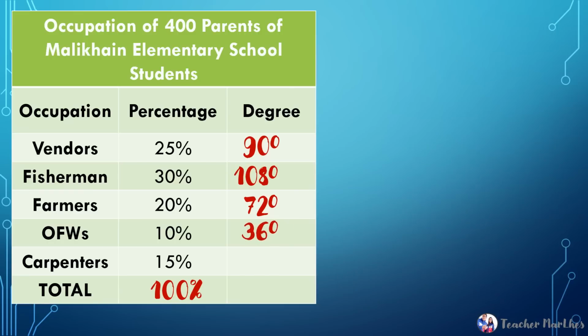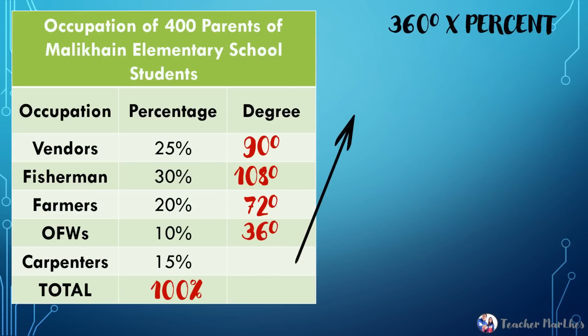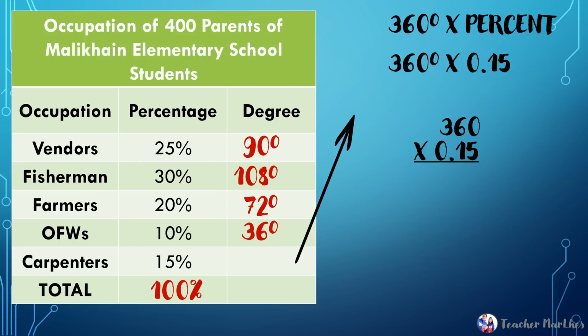Last for carpenters. So 360 times 15% or 0.15. So 360 times 0.15. 5 times 0 is 0. 5 times 6 is 30. Carry 3, bring down 0. 5 times 3 is 15. Plus 3 is 18. Next is 1. 1 times 0, 0. 1 times 6, 6. 1 times 3, 3. Then add. So we have 0, 0.